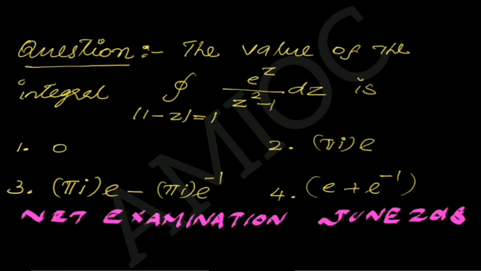The question is to evaluate the complex contour integral, and the integral is over modulus of 1 minus z equal to 1 of e raised to z divided by z square minus 1 dz. The first option is 0, the second option is pi I into e, the third option is pi I into e minus pi I into e inverse, and the fourth option is e plus e inverse.